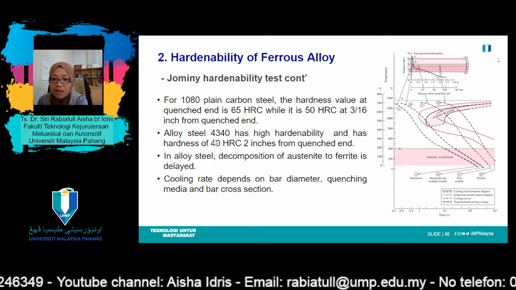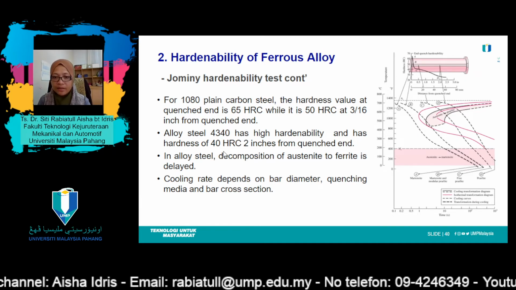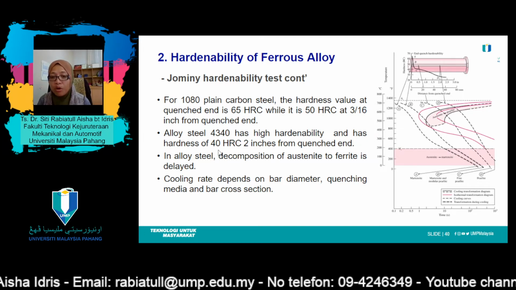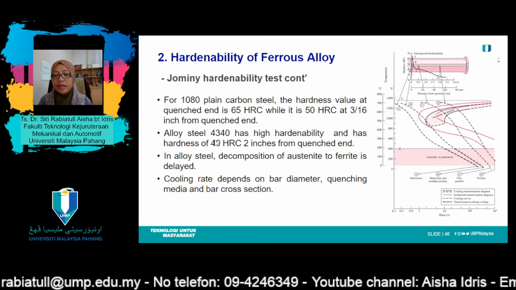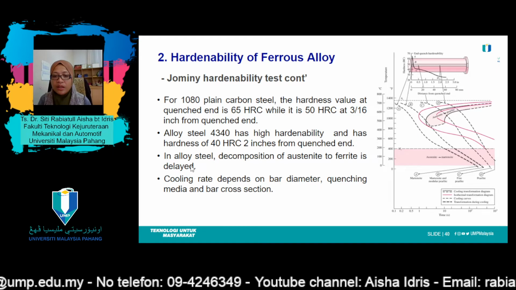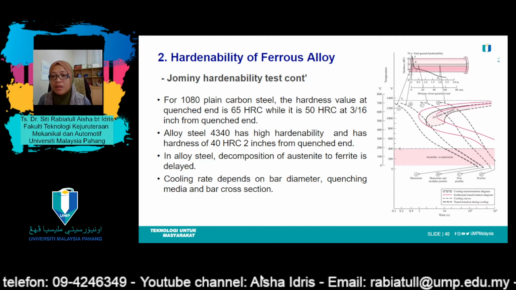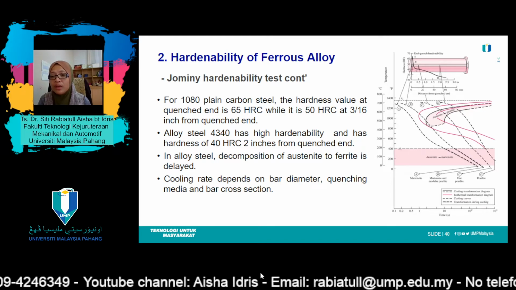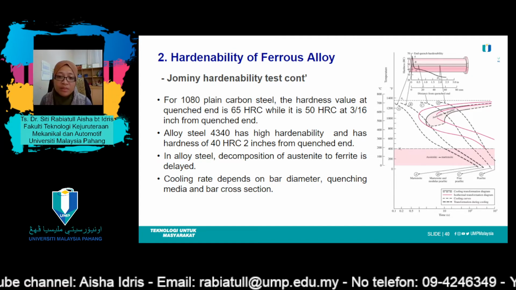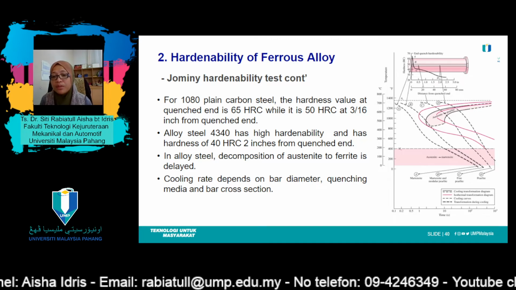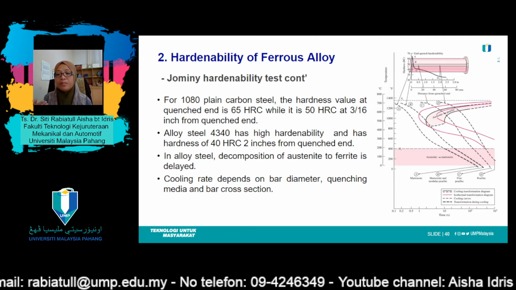And alloy steel 4340 has high hardenability and high hardness, with a value of 40 hardness 2 inches from the quenched end. This one is another grade of alloy steel. And in alloy steel, the transformation of austenite to ferrite is delayed, because the cooling rate actually depends on the diameter of the bar, quenching media, and cross section of the specimen itself. That's why the transformation of austenite to ferrite is delayed.